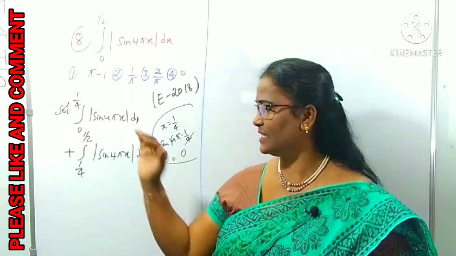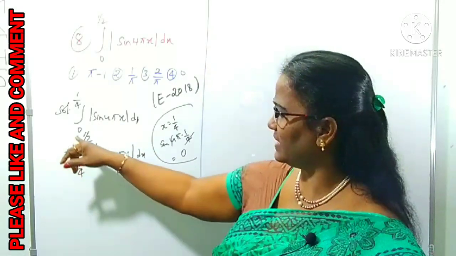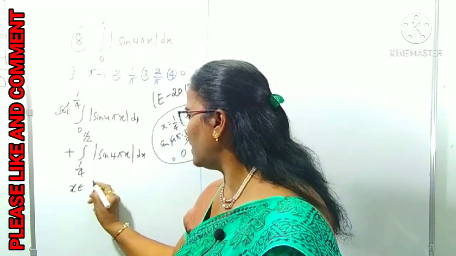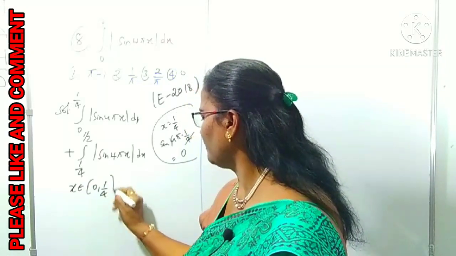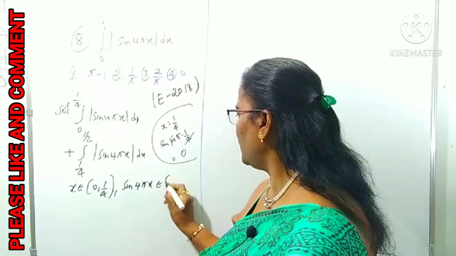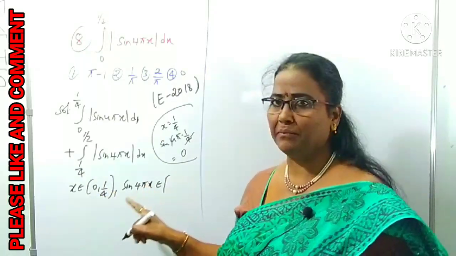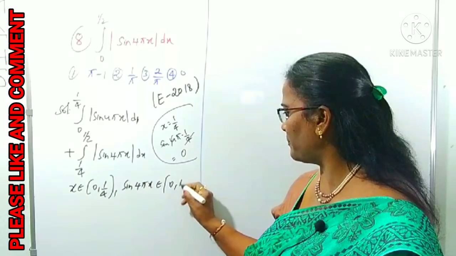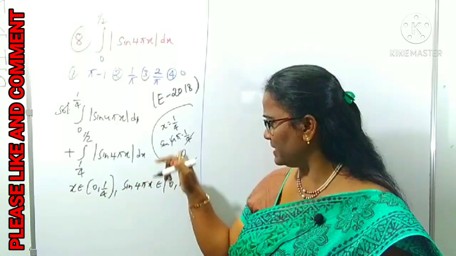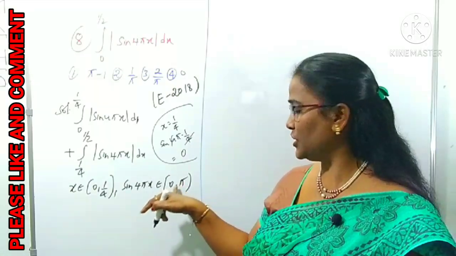Now we have to concentrate which is first, which is negative. For that, you just have to know one point. What is x value here? X belongs to 0 to 1 by 4 for the first interval. Now you can observe that 4 pi x: x is 0, this is 0; x is 1 by 4, sine pi. Means this interval becomes 0 to pi.